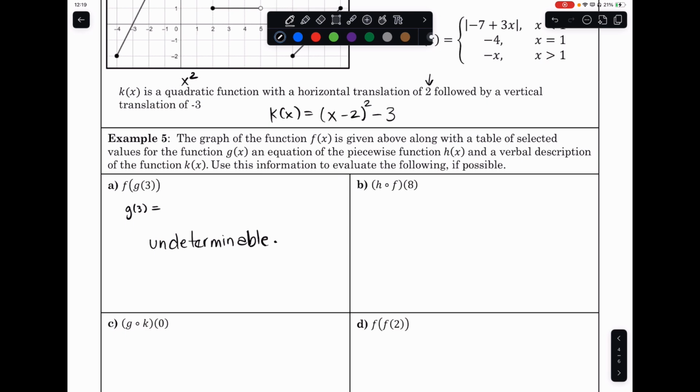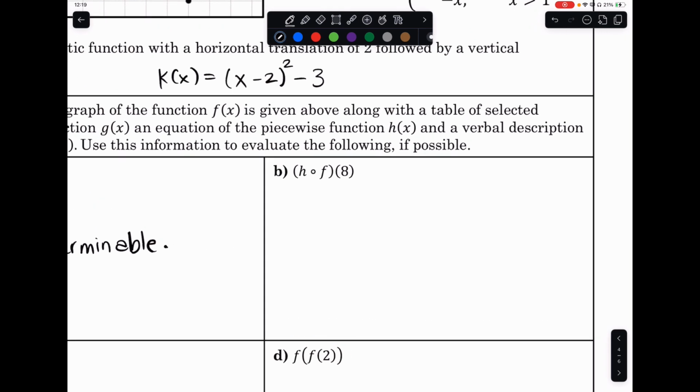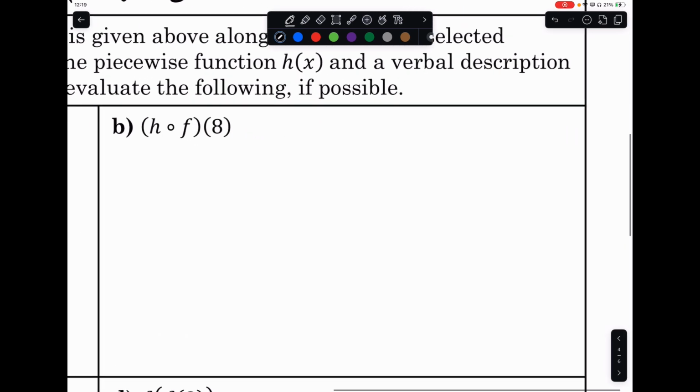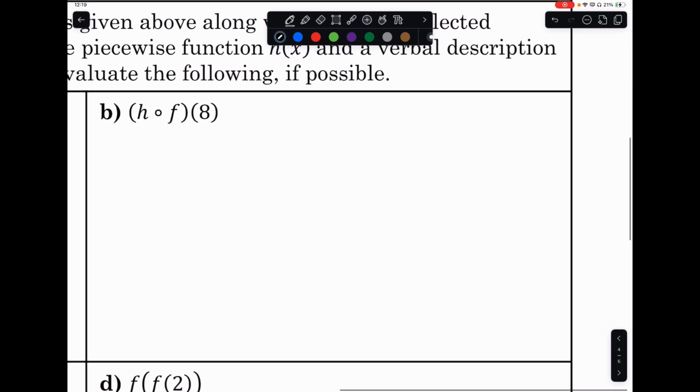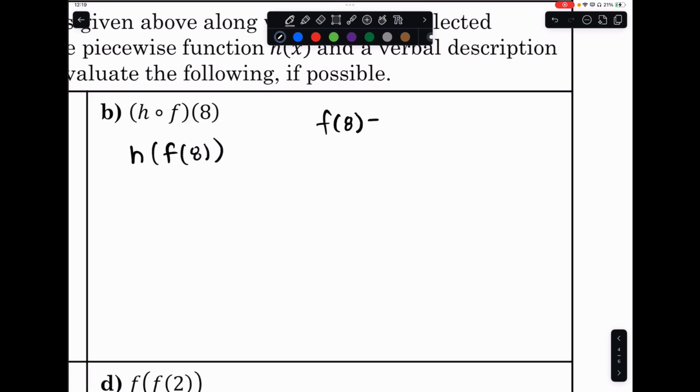So let's move on to the second example. For example, h of f of 8 means we're going to evaluate h at the y value of f of 8. So starting with the inside, we first have to evaluate f of 8.